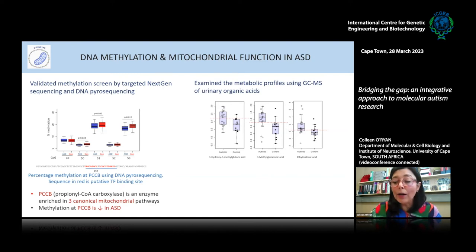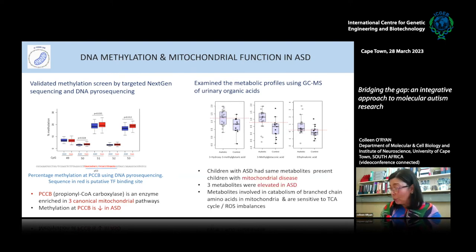We found that our children with autism, our cohort, had the same metabolites present as children who had the mitochondrial disease. Not the whole collection of metabolites, but three specific metabolites. Interestingly, these metabolites were involved in the catabolism of branched amino acids, which feed into the mitochondria and into the TCA cycle. These branched amino acids are particularly sensitive to ATP production and ROS imbalances.